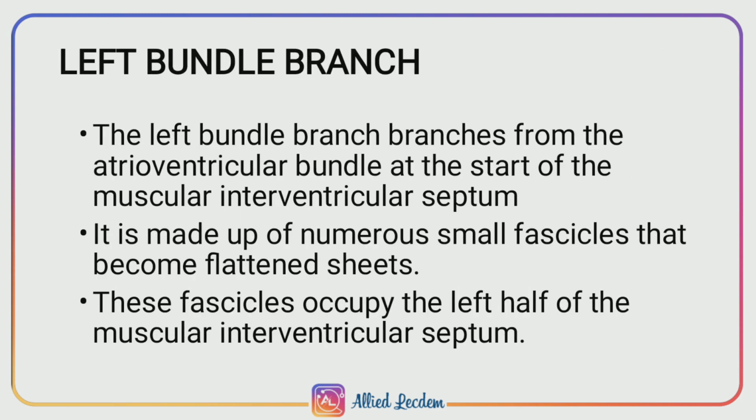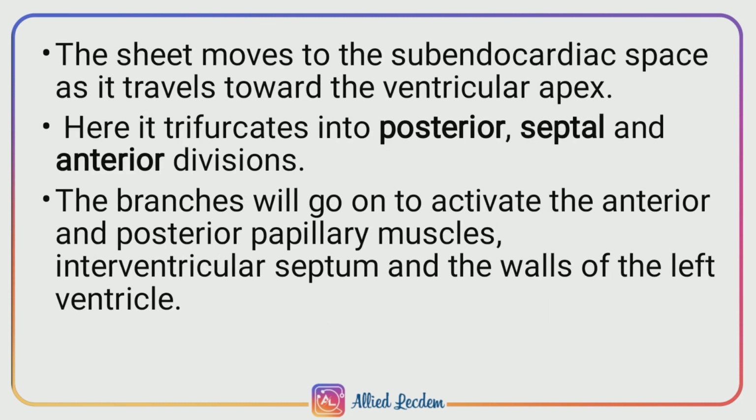The left bundle branch. The left bundle branch arises from the atrioventricular bundle at the start of the muscular IVS. It is made up of numerous small fascicles that become flattened sheets. These fascicles occupy the left half of the muscular intraventricular septum. The sheath moves to the subendocardiac space as it travels towards the ventricular apex. There, it trifurcates into posterior, septal, and anterior divisions.